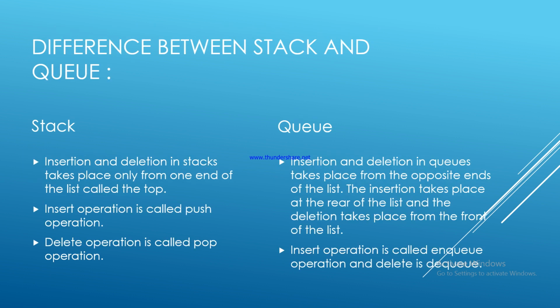Insertion and deletion take place at one end in the stack, while in a queue, insertion and deletion take place on opposite sides. Insertion takes place at the rear while deletion takes place at the front. The insert operation in a stack is called push, and the insert operation in a queue is called enqueue. The delete operation is called pop in a stack, and the delete operation in a queue is called dequeue.